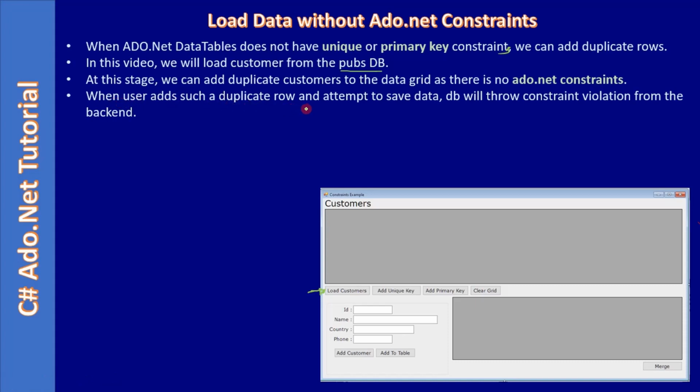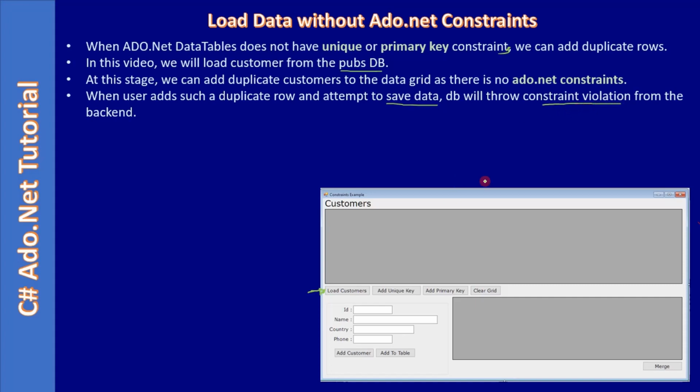When user adds such a duplicate row and attempts to save data, here we haven't implemented save data to the database. That we will learn later in this course, because so far we discussed about retrieving the data. We haven't talked about DML like adding the data, updating or deleting it. Those stuff we will learn later. So if you assume when user adds such a duplicate row, because ADO.NET is allowing it, right, and attempts to save the data, DB will throw constraint violation from the backend.